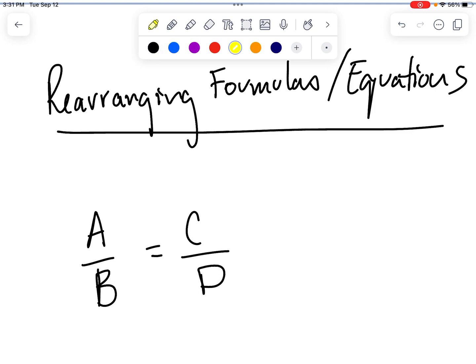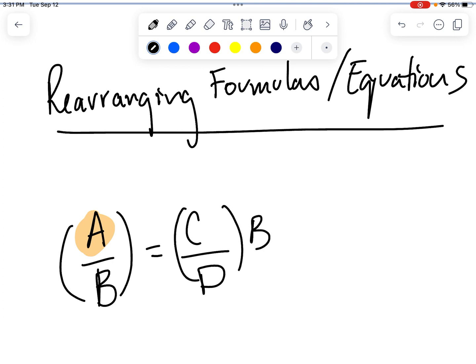So let's say that here we wanted to solve for a. a is in the numerator right now, and so I don't need to do anything to it. But if I multiplied by b on both sides, my b's would cancel out, and I'd have a equals c times b over d, which would be the correct answer.